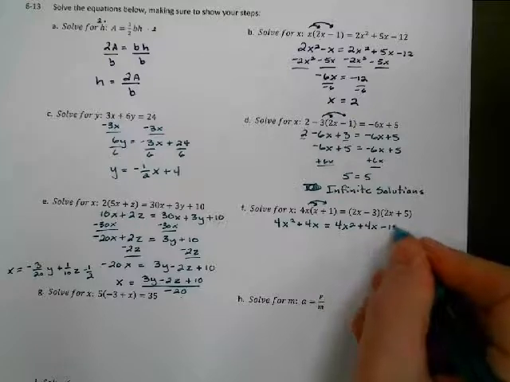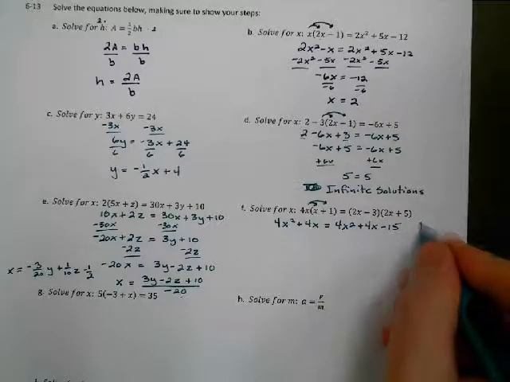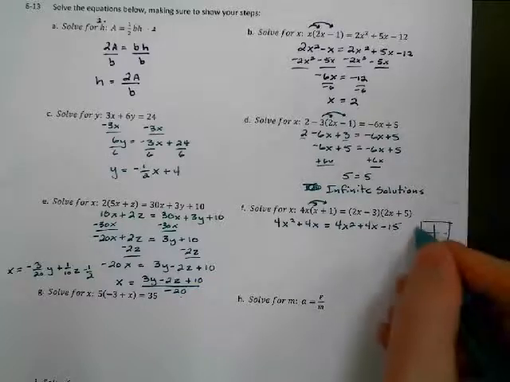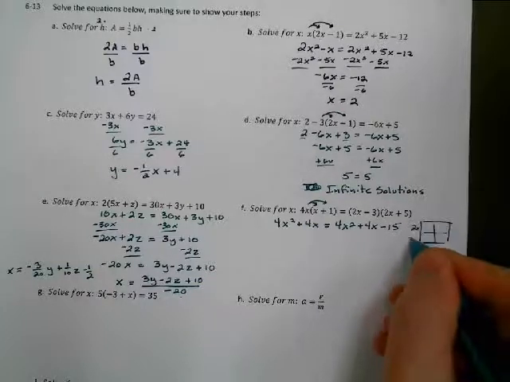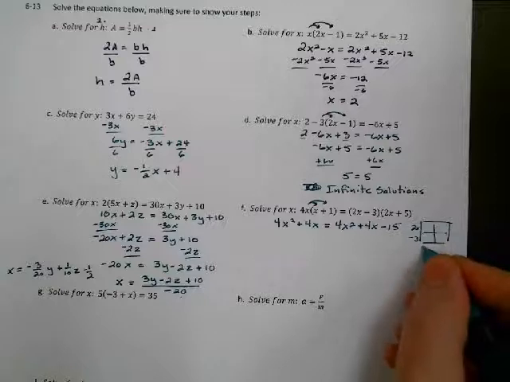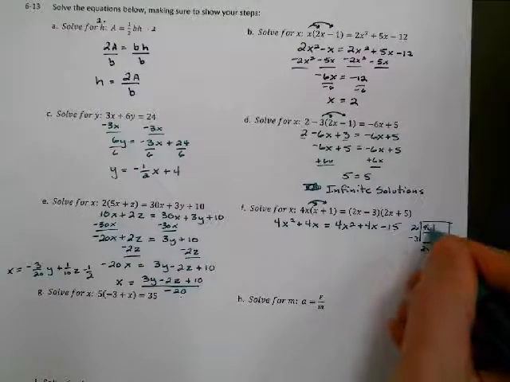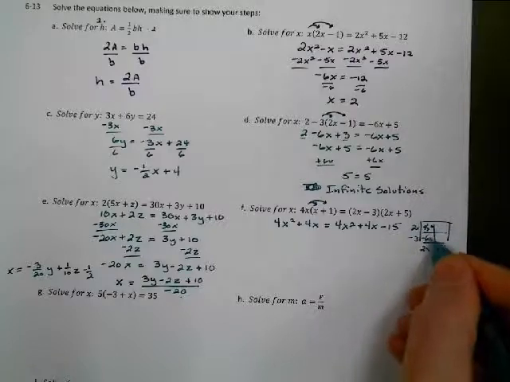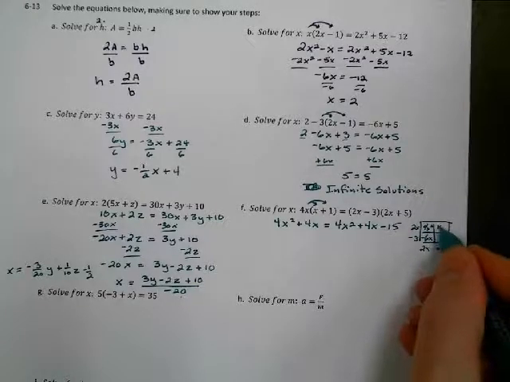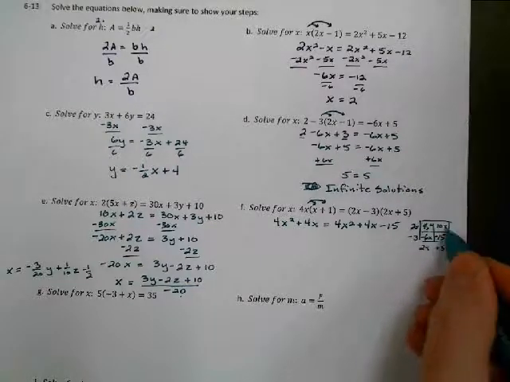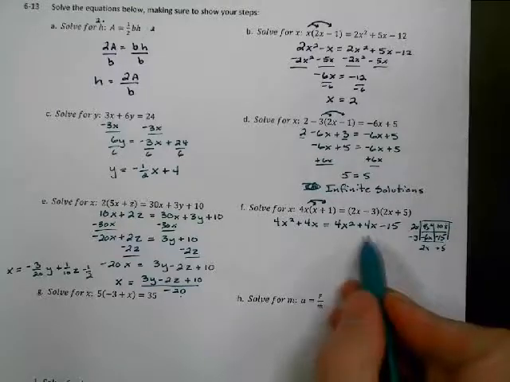So basically, I was just doing the area model over here. If I've got 2x minus 3 and 2x plus 5, this gives me 4x squared, negative 6x. This one gives me 10x, and this one gives me negative 15. So here the 10x and the negative 6x, that's where I got this 4x from.